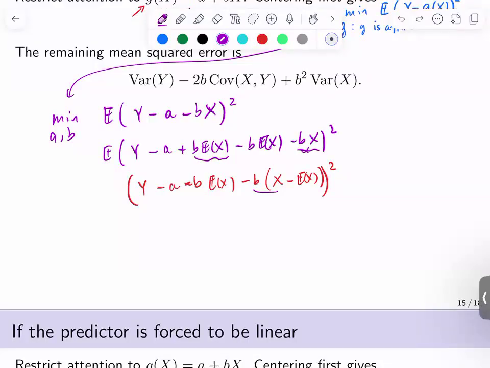Now what I'm going to do is call this x tilde. If you remember, this is a notation that we had. It's the centered x, so this is zero mean.